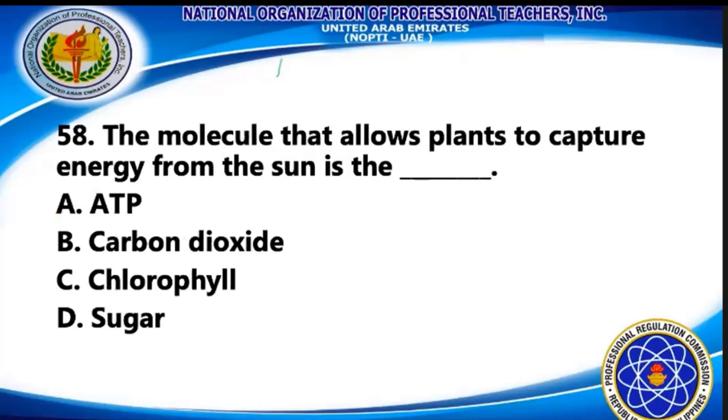58. The molecule that allows plants to capture energy from the sun. Ito yung main catalyst sa photosynthesis. Ano siya? Yung nagka-capture ng energy from the sun, we have siyempre, letter C, chlorophyll. Okay? Chlorophyll is always the link between living things and sunlight. So, when you say chlorophyll, it is the pigment that acts as catalyst in photosynthesis. Kung walang chlorophyll, plants cannot manufacture their own food.